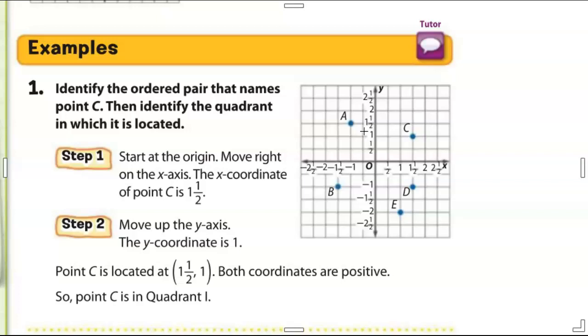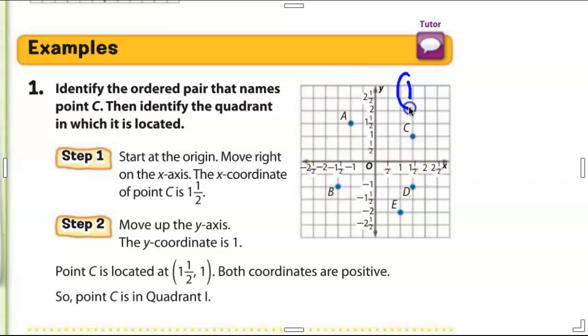numbers. This first example says to identify the ordered pair that names point C. So over here we're going to see this is point C, and then we're going to identify the quadrant in which it's located. So really the best thing for you to do right now is what we mentioned just a moment ago that we have to memorize, and that's where the quadrants are. So I'm going to go ahead and label all 4 quadrants.